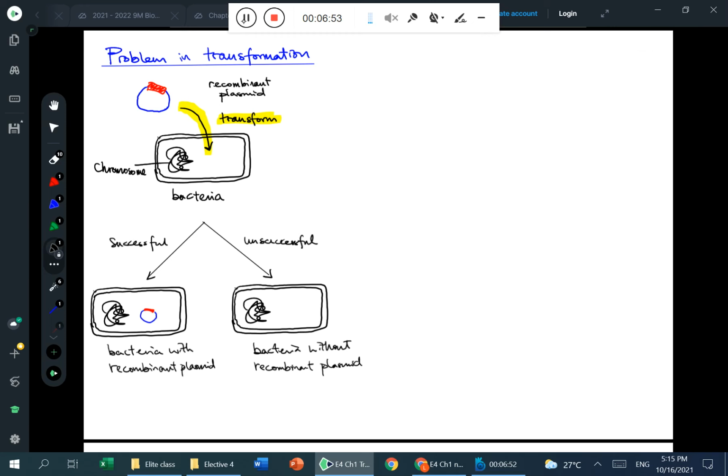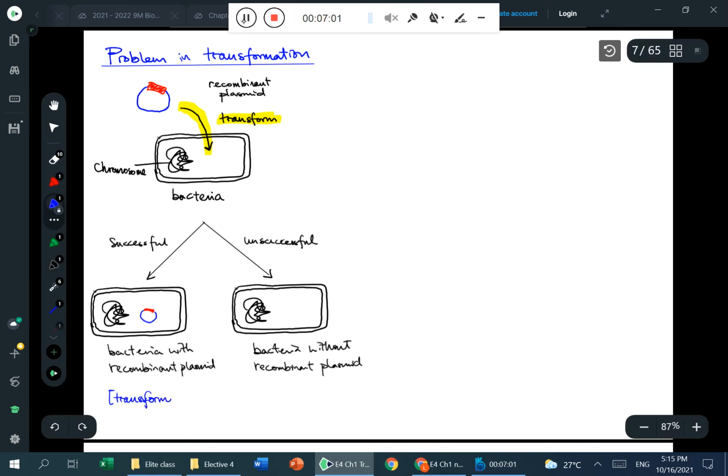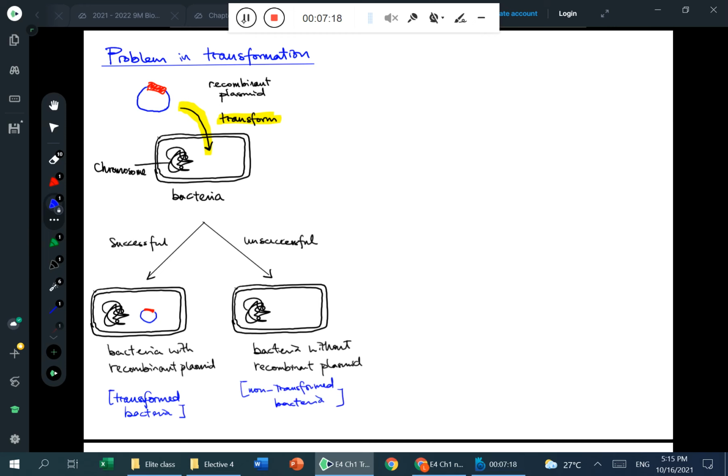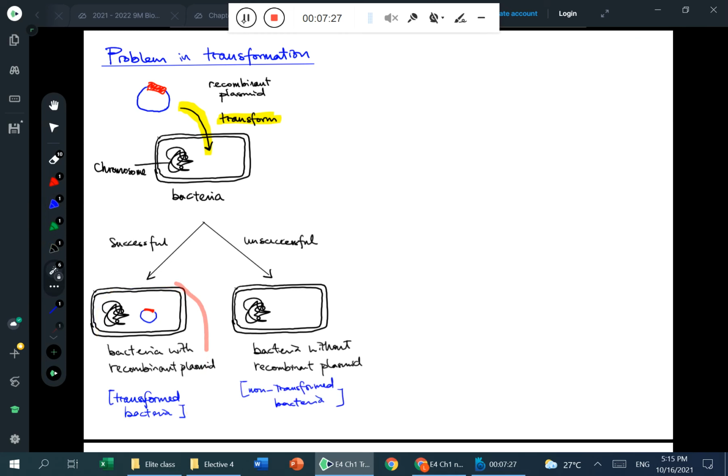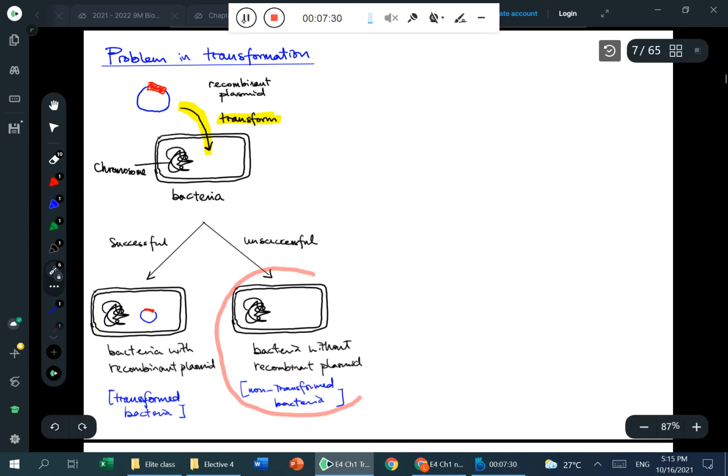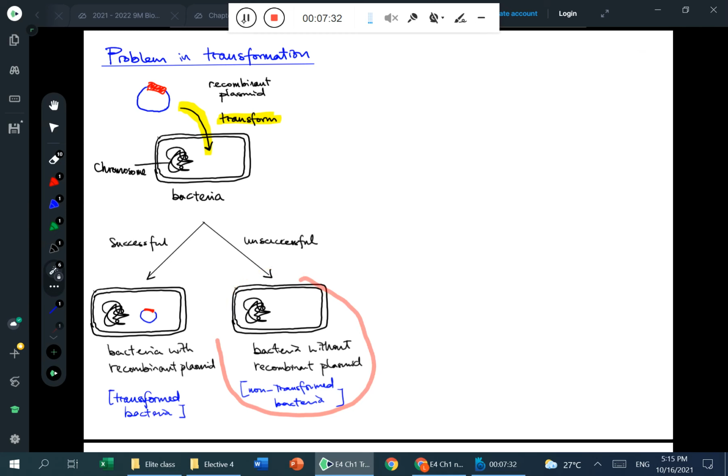Now in the exam, you know, in the video now, I'm going to use the term transformed bacteria and non-transformed bacteria. But in the exam, it's better to write the full description above. Okay, bacteria with or without that plasmid. Obviously, transformed bacteria is going to express the gene of interest and produce the protein that you want, while these bacteria, non-transformed bacteria, will not do so.